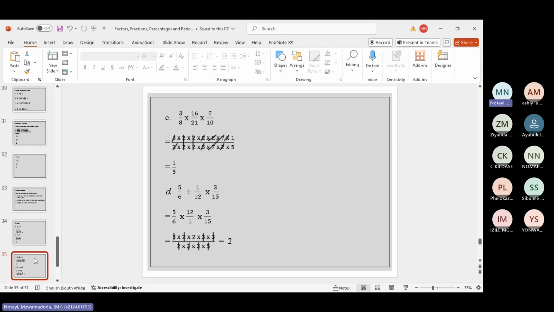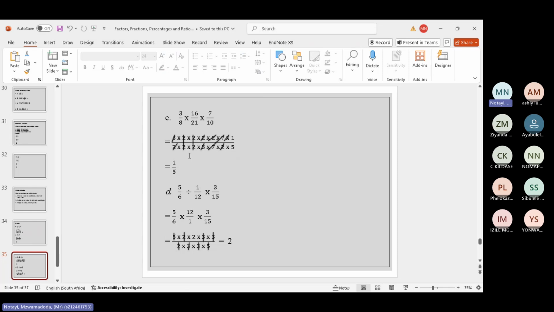The third one, there are 3 fractions being multiplied there: 3 divided by 8 times 16 over 25 times 7 over 10. So it's 3 multiplied by 16; in prime factors, it's 2 times 2 times 2 times 2. And then 7 in prime factors is 7 times 1. And then 8 in prime factors is 2 times 2 times 2. And then 21 in prime factors is 3 times 7. And then 10 in prime factors is 2 times 5.